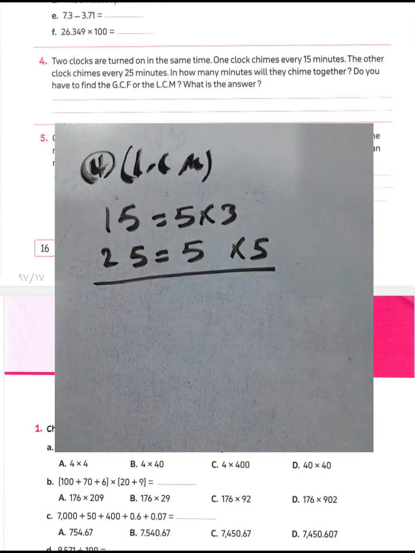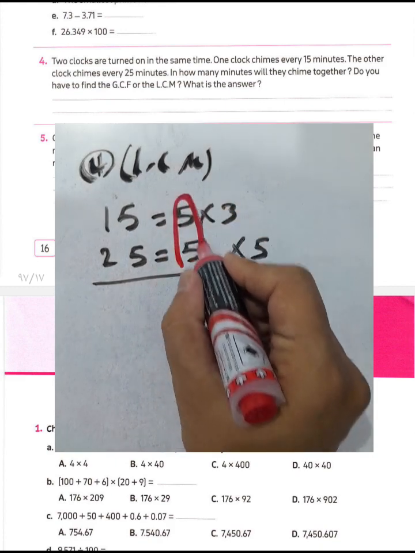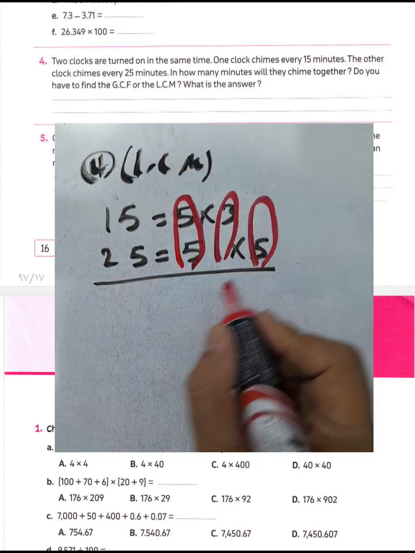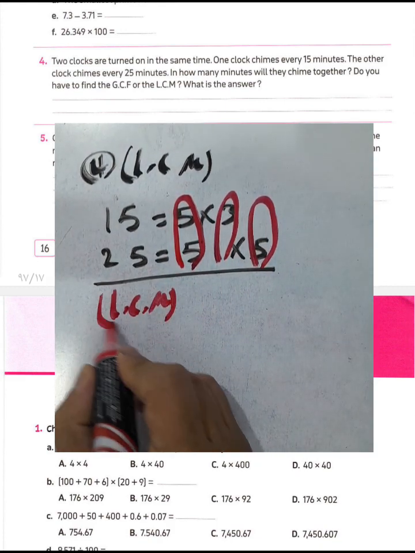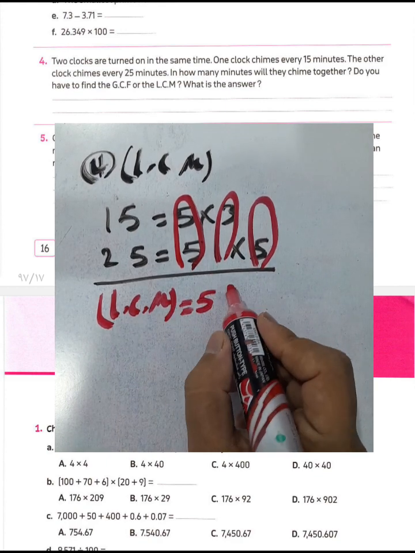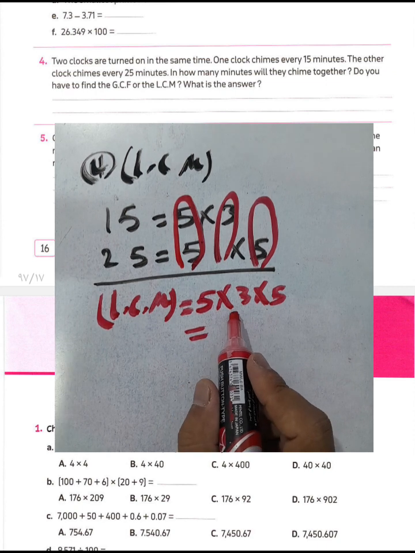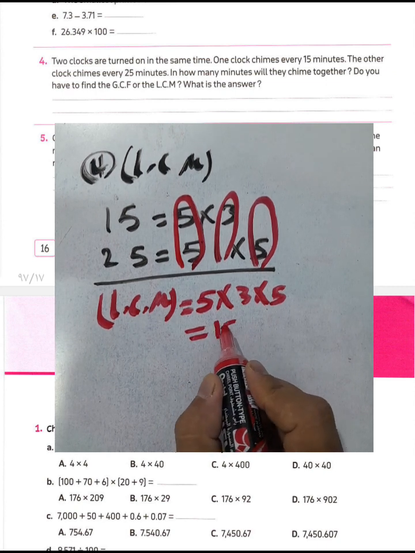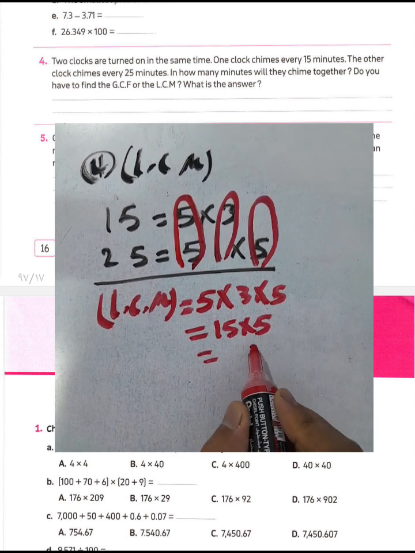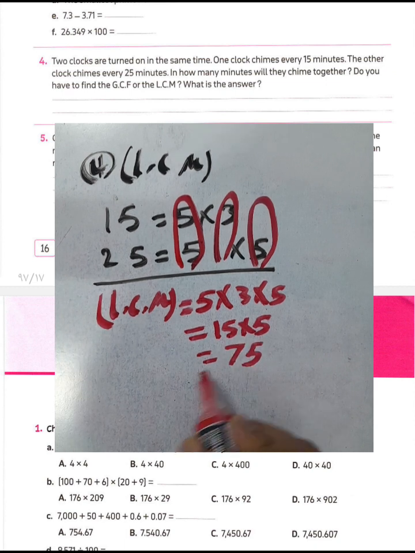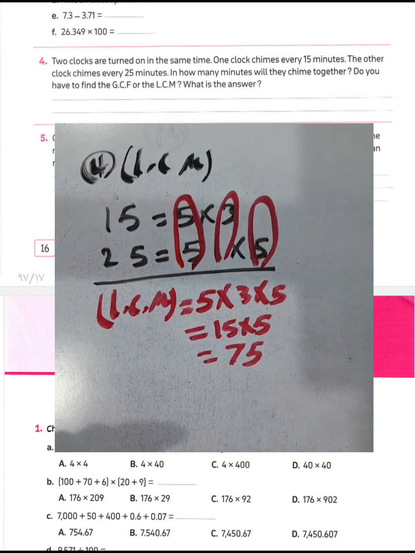We will find the least common multiple by drawing circles or curves here. The least common multiple will be 5 times 3 times 5, and 5 times 3 equals 15, times 5 equals what? Equals 75. Then they will chime together every 75 minutes.